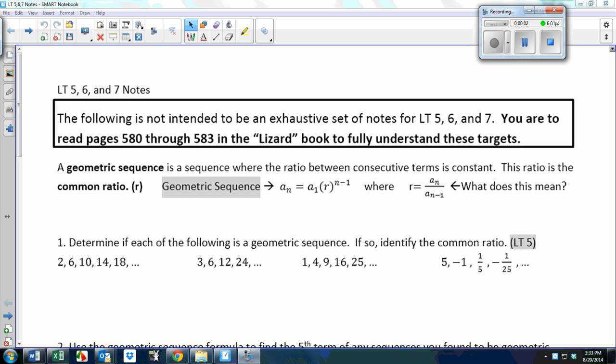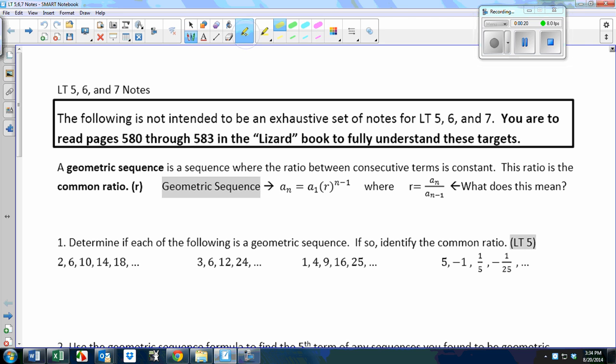All right, this video is for learning targets 5, 6, and 7. It's going to be kind of fast because this recording was not recorded live in the classroom. I'm recording it during planning, so it might move a little fast, and you may have to pause it, rewind, and look at things over. But here's the overview of learning targets 5, 6, and 7.